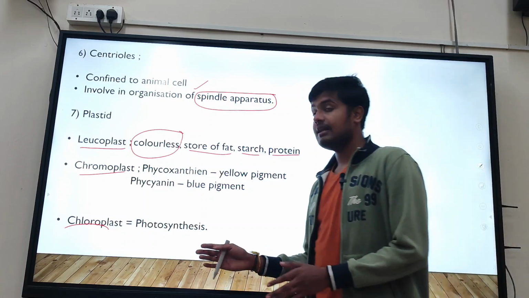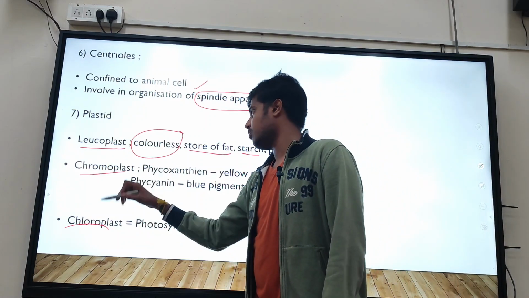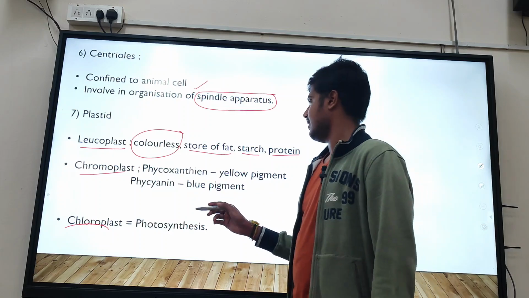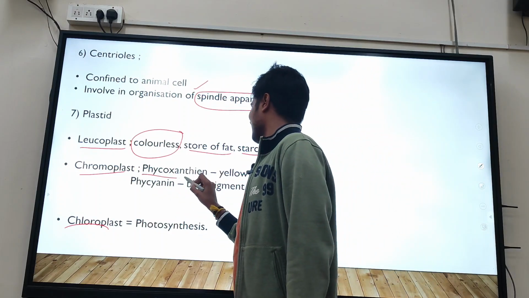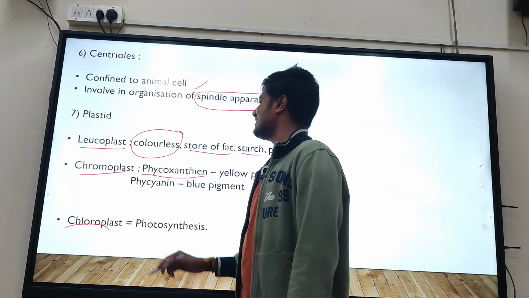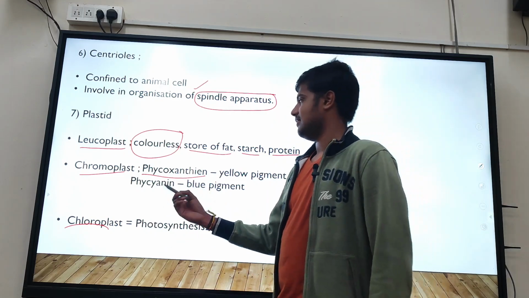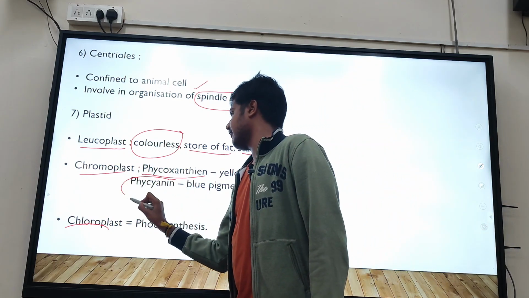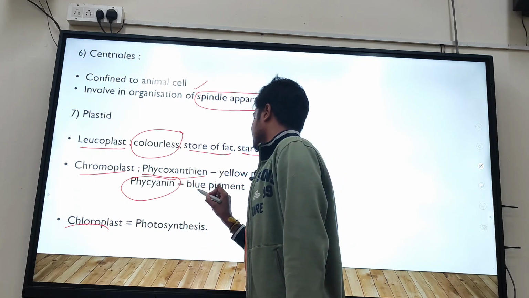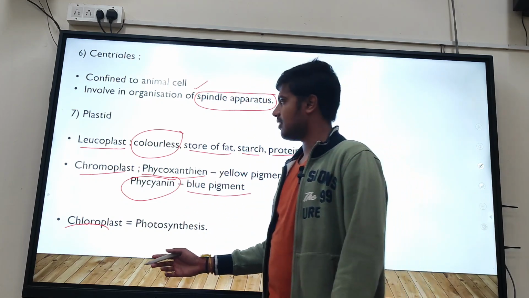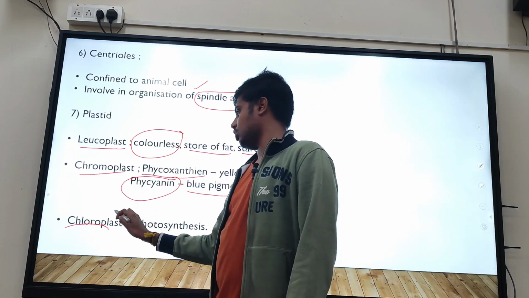And next, in plastid, the next type is chromoplast. In chromoplast there are two pigments. The first one is phycoxanthin, which is a yellow pigment. The second pigment is phycocyanin, which is a blue pigment. And the next part of plastid is chloroplast.